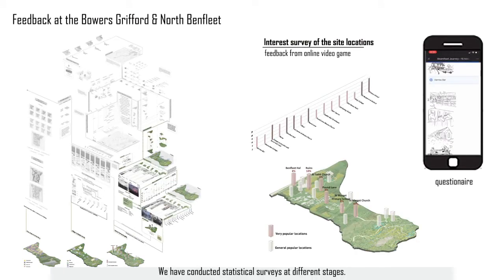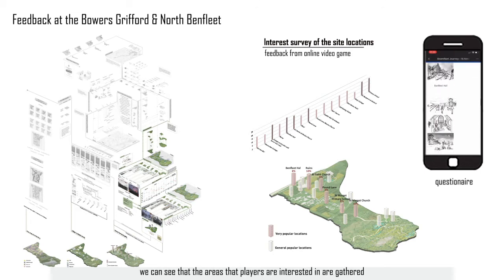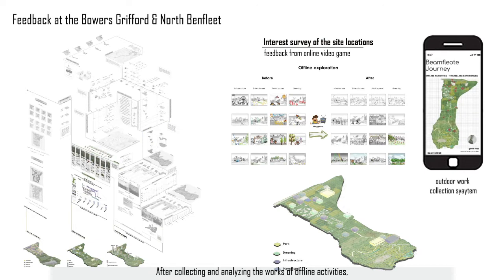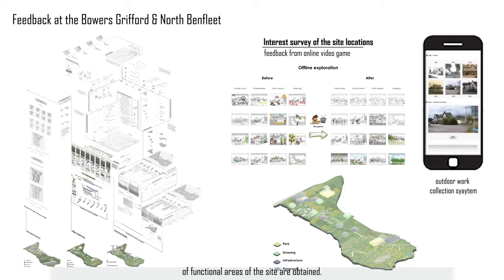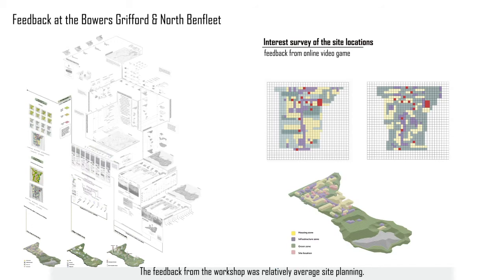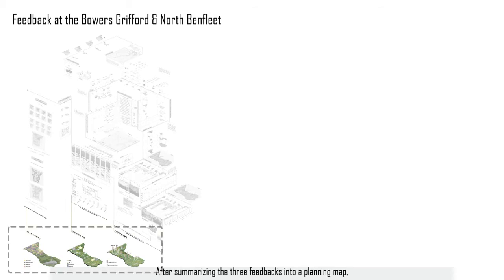We have conducted statistical surveys at different stages. From the online game questionnaire, we can see that the areas that players are interested in are gathered in the center of the northern part of the site. After collecting and analyzing the works of offline activities, the interests and the preferences of the distribution of functional areas of the site are obtained. The feedback from the workshop was relatively average site planning. The majority of the residential area is centered in the site center, and the infrastructure is dispersed along the road.